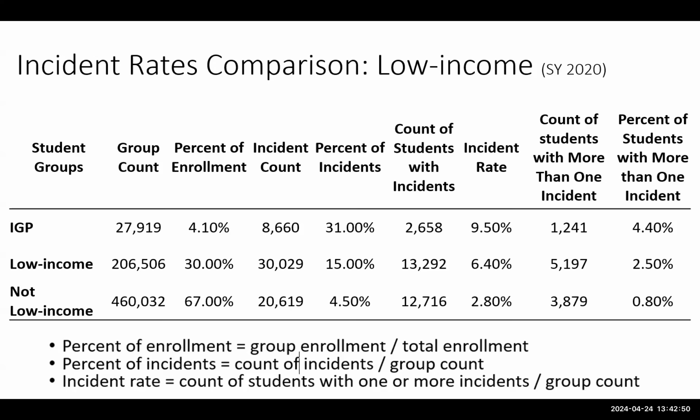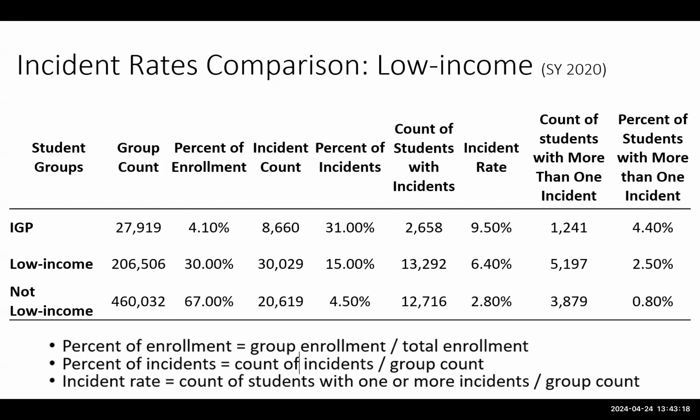But when you look at their percent of incidence, how does this change? Pretty dramatically. So this is one of those opportunities. We're looking at multiple metrics. You say, all right, well, what's their percent of incidence relative to their percent of enrollment? Percent of incidence is going to be the count of incidents divided by that group's count. And then the incident rate, or the count of students who have more than one incident. So we're counting incidents, we're counting students, we're dividing that by the group.